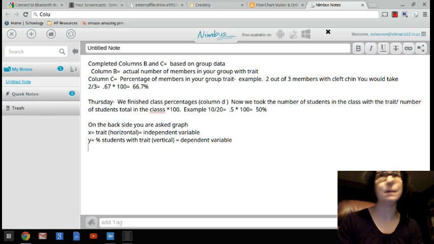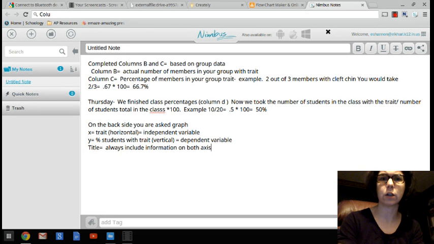Next step, it says remember to make a title. For a title, always include information on both axes, or always include information from both your independent variable and your dependent variable. So I want you to think about an example. This one should be easy. It's pretty similar to what you already have on your Y1.